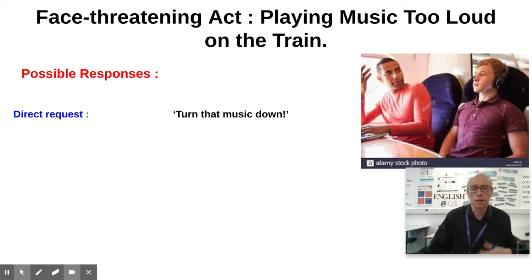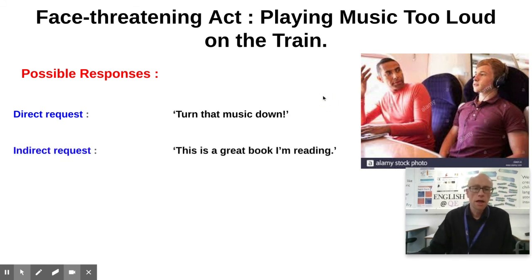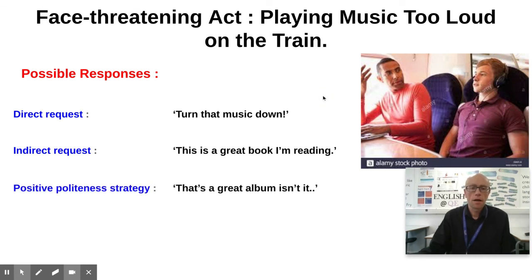So quite often we don't do that. We don't do direct requests. And quite often we do indirect requests, like saying something like, this is a great book I'm reading, and hoping through implicature that the other person will infer your implied meanings. A positive politeness strategy might mean saying something like, wow, excuse me, that's a great album, isn't it? And engaging the person with a conversation. And through that positive conversation, trying to get through to them the idea that they've played their music too loud.